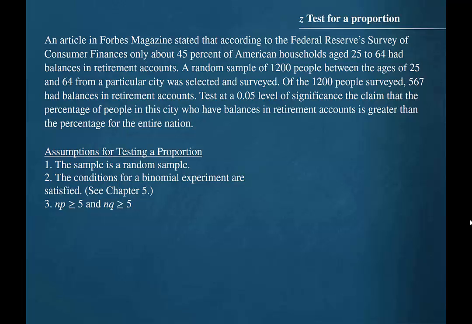Certain assumptions must be met when testing hypotheses about proportions. These assumptions are: 1. The sample is a random sample. 2. The conditions for a binomial experiment are satisfied. If you have questions about that, see Chapter 5. And 3. The product of n and p, which are the sample size and the hypothesized proportion, is greater than or equal to 5, and the product of n and q, the sample size and the complement of the hypothesized proportion, is also greater than or equal to 5.